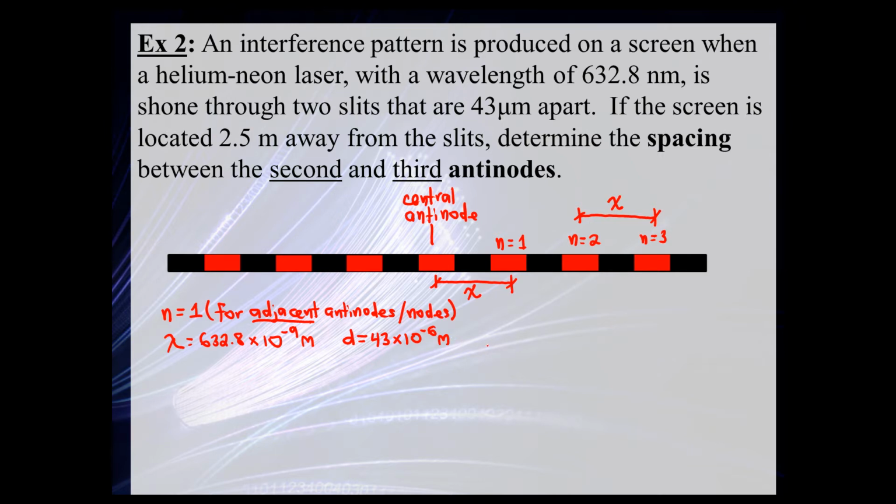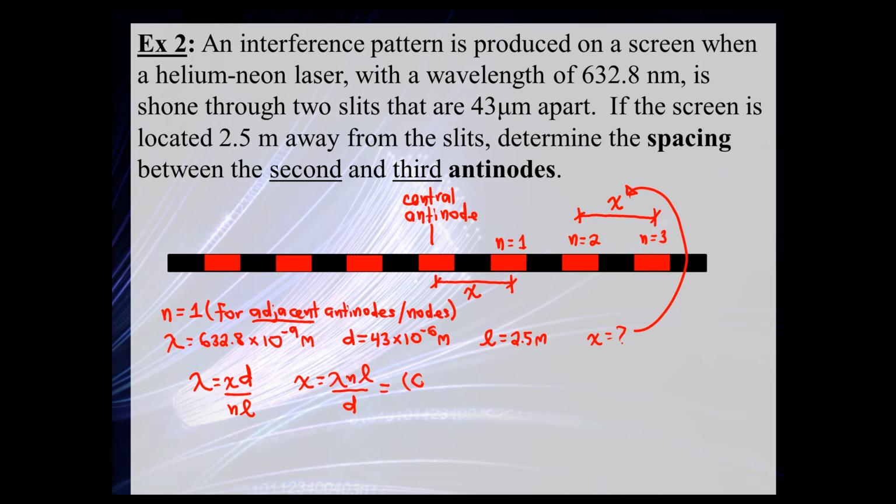We know that the screen is located L, 2.5 meters away from the slits, and I want to get x. Again, x being the distance from the second to the third bright spot, which is equivalent to the same distance from the central antinode to the first bright spot. This time around, since we don't know the angle, we're going to use the other equation. So that's going to be lambda is equal to xd over nL. We want to get x here, so x would be equal to lambda nL, all divided by d.